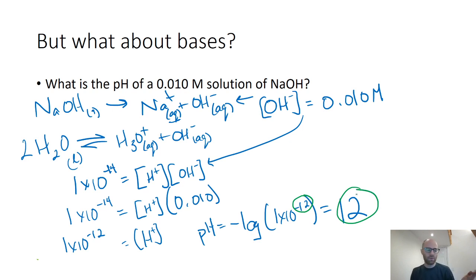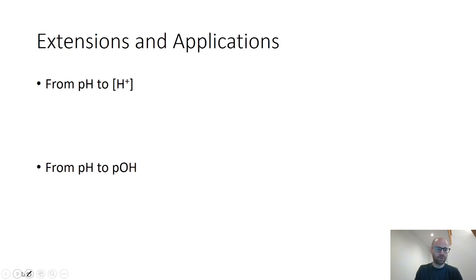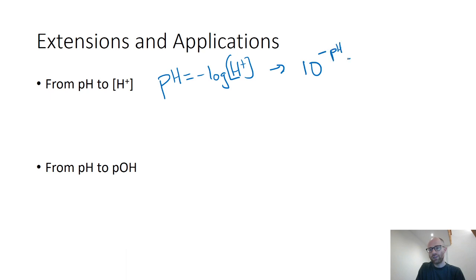Now, some other people will refer to pH as the power of hydrogen or the potential of hydrogen. Since it's based on logarithms, and logarithms are directly related to powers of 10, that does follow through. So one of the extensions of pH is that pH is the negative log of the H plus concentration. You can rewrite that to be 10 to the negative pH equals H plus. That's just applying the logarithm rule.